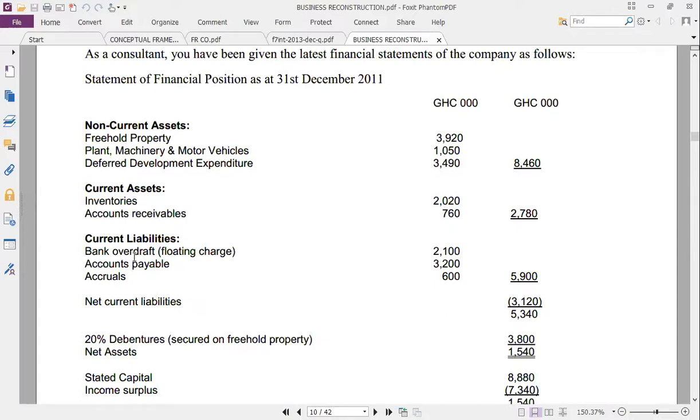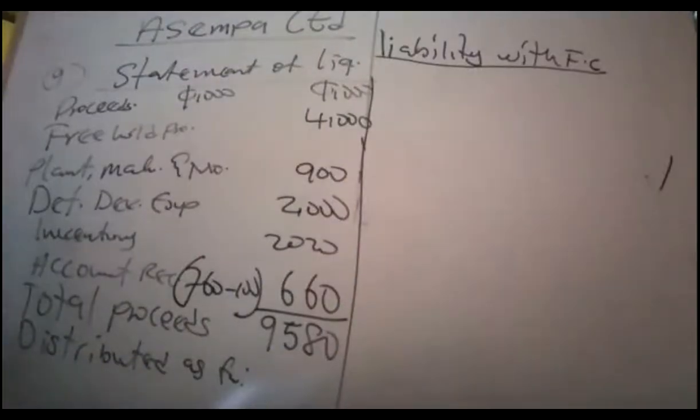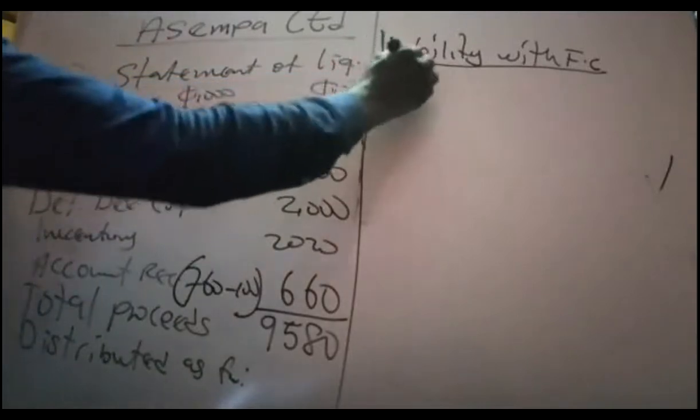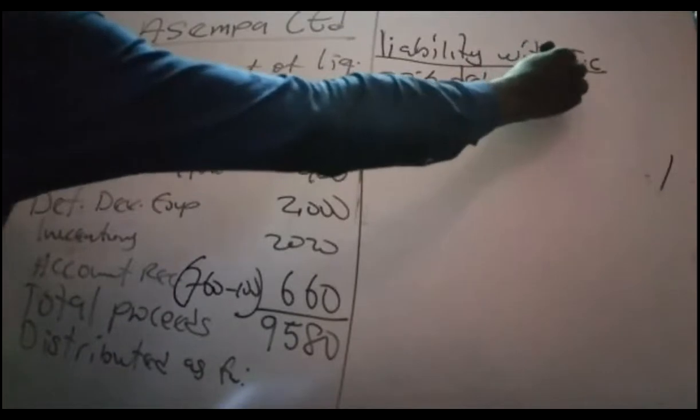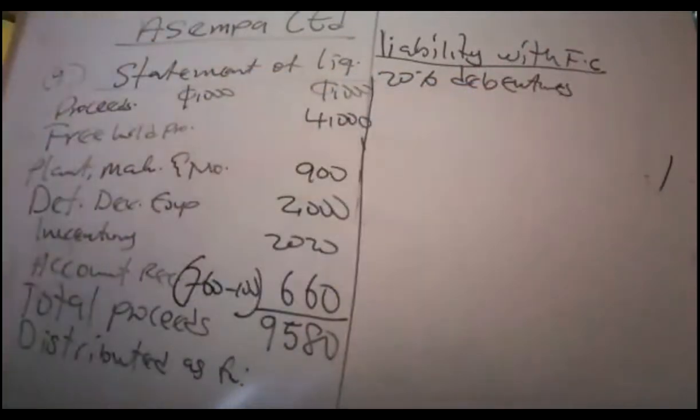Bank overdraft, floating charge. No, I'm not looking for floating charge now. 20% debentures secured on freehold property, which is 3,800. So secured on freehold property, that's what? Fixed charge. So 20% debentures. What do you do?